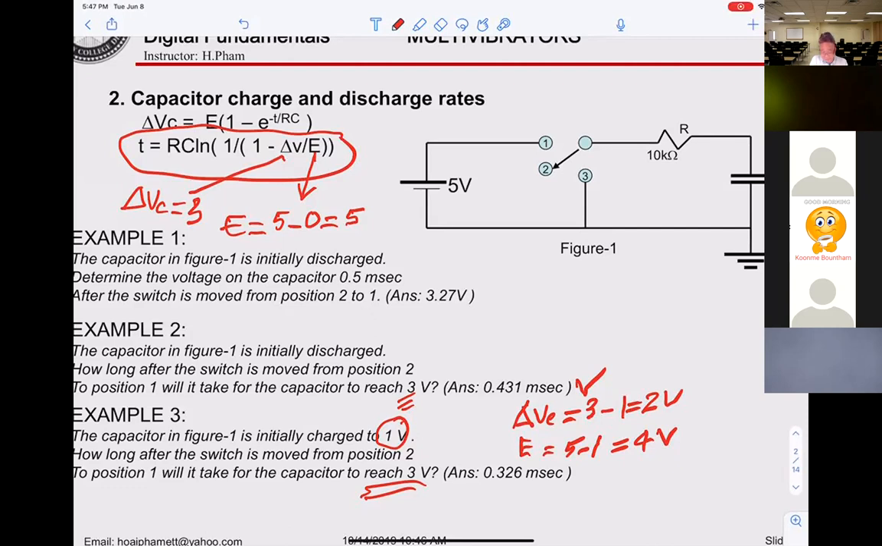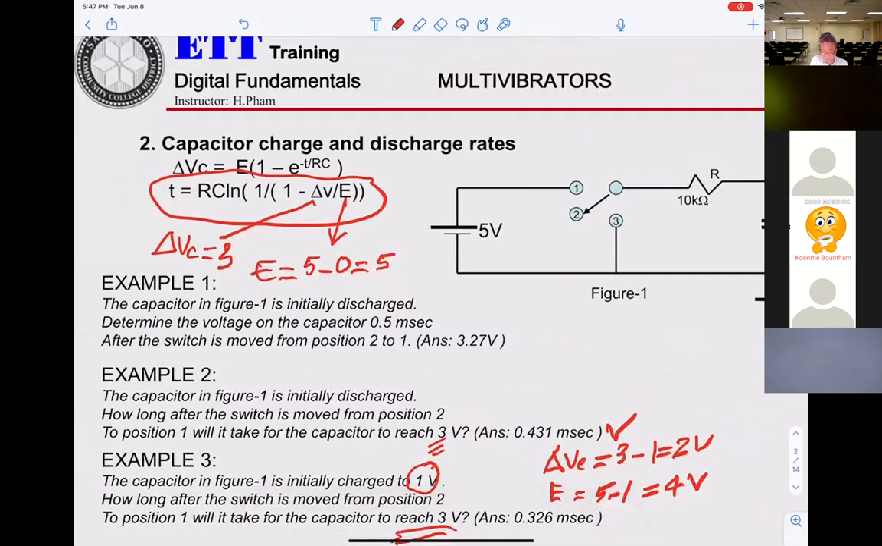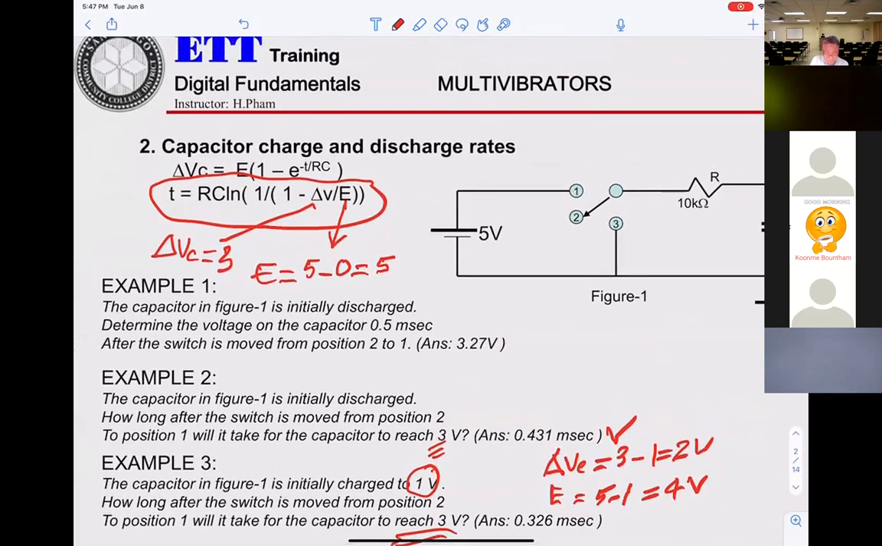Mr. Pham, hold on. The one up top where you got delta VC equal 3, that's where it was 3 minus 0, right? Let's see. Where you got in red, where you have delta VC equal 3, I think that's number 2. It was initially discharged, so that would have been 0, and then trying to reach 3 volts, so then it would have been 3 minus 0, which is 3, correct?